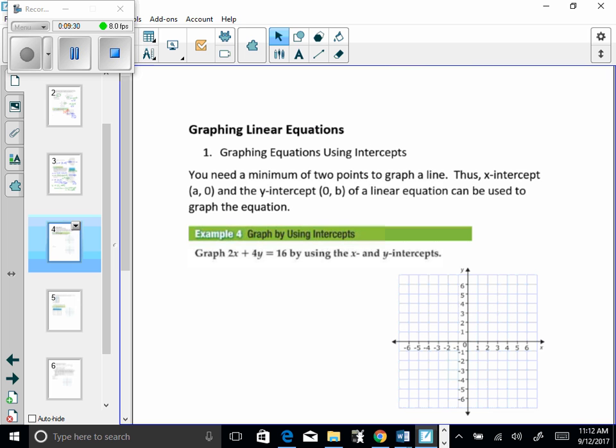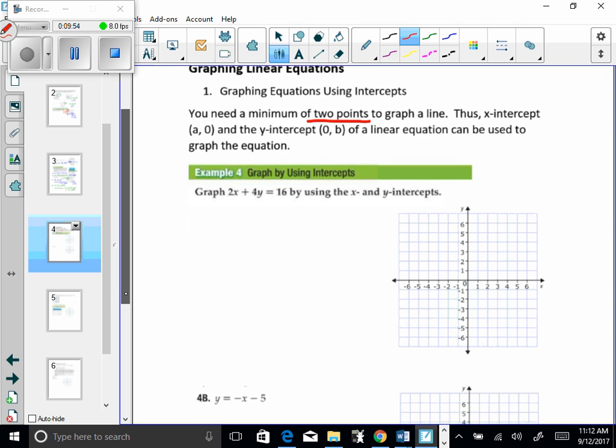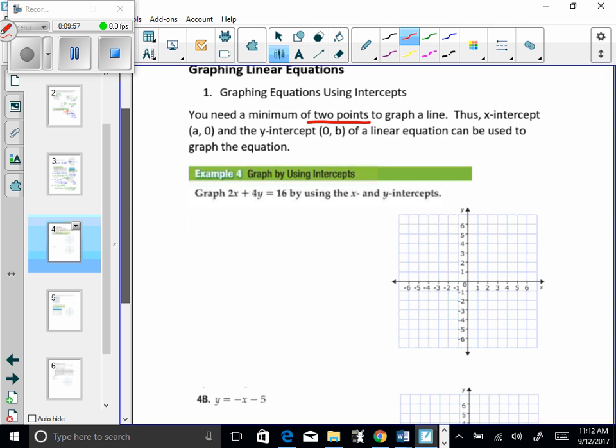Graphing linear equations. So there's several ways to do this. One of the ways is to graph equations using your intercepts, which is probably one of the easiest ways by far. You need a minimum of 2 points to graph a line. So that's what we're going to get. And you'll notice that the x-intercept is a point and the y-intercept is a point. So we could use these 2 points of our linear equation to graph the equation. We have a graph using intercepts. We're going to graph the equation 2x plus 4y equals 16 by using the x and y intercepts.